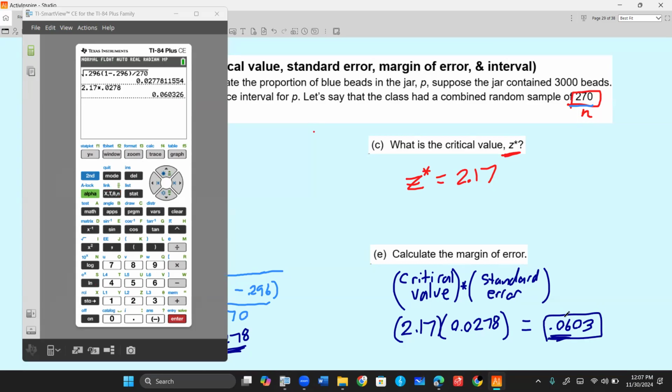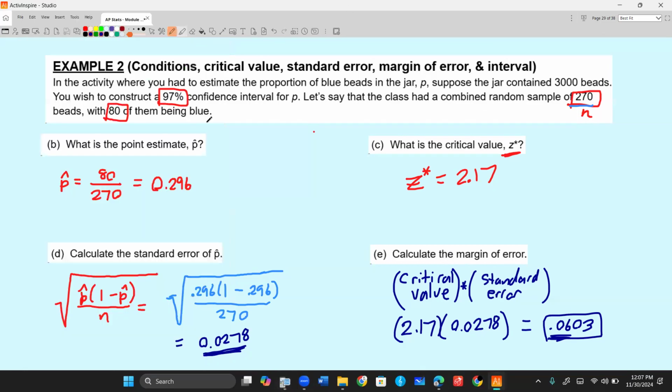Now that we have our margin of error and our point estimate, we can write our interval. Remember our point estimate was 0.296 and our margin of error was 0.0603. We can put those two together and write our formula.